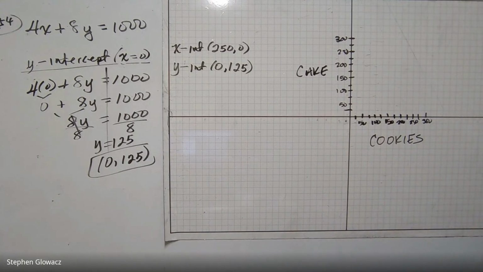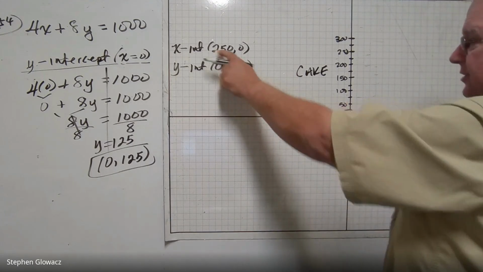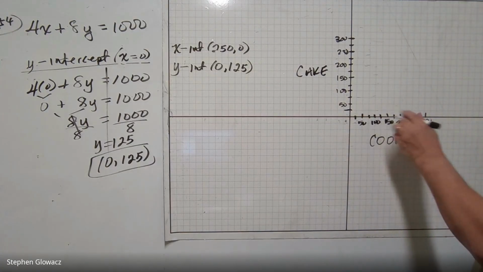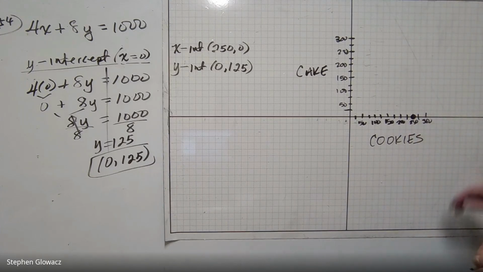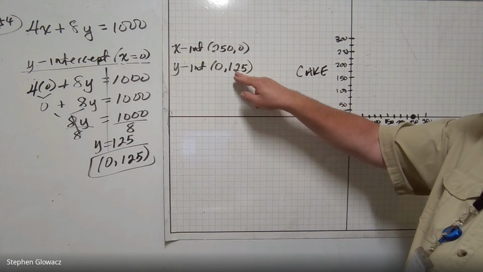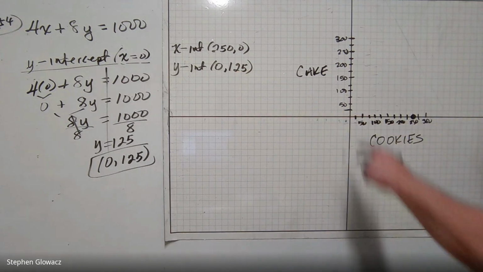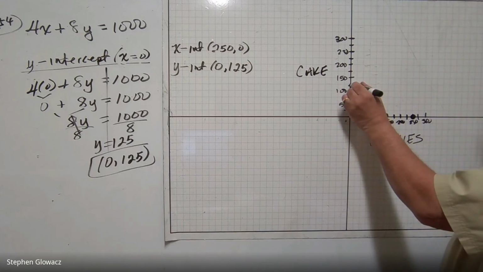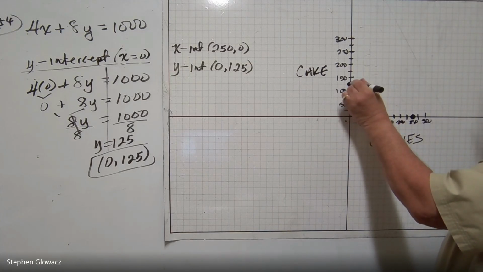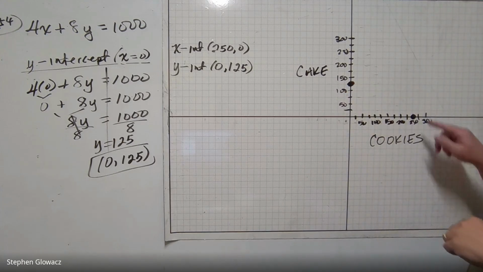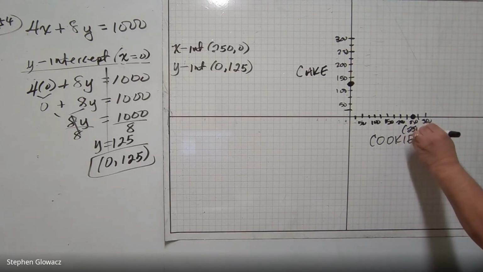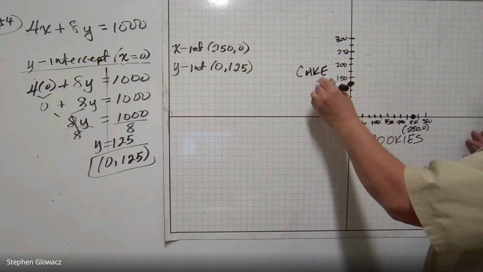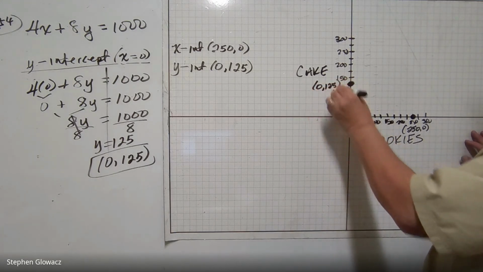All right, so now we're going to plot our x and our y-intercept. Starting with our x-intercept, right here on the x-axis, here's 250. So we're going to put a point here. Now our y-intercept was 125. Here's 100, here's 150. 125 is right in between those. So we're going to put a point right there for our y-intercept. So there's our x-intercept at 250 and 0. Maybe you want to label that. And our y-intercept at 0 and 125.